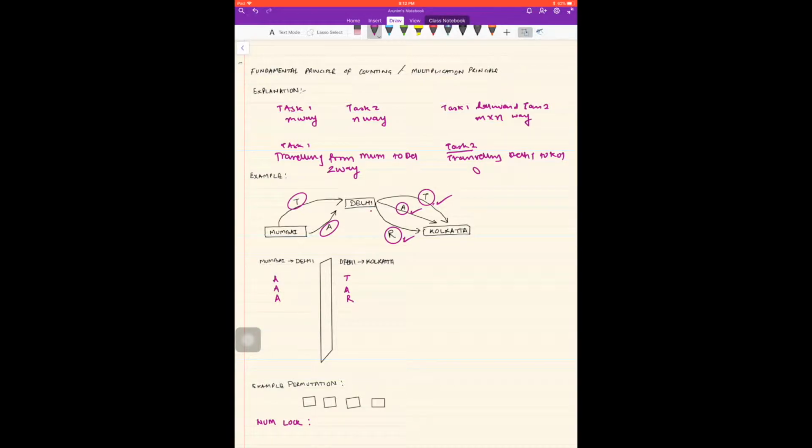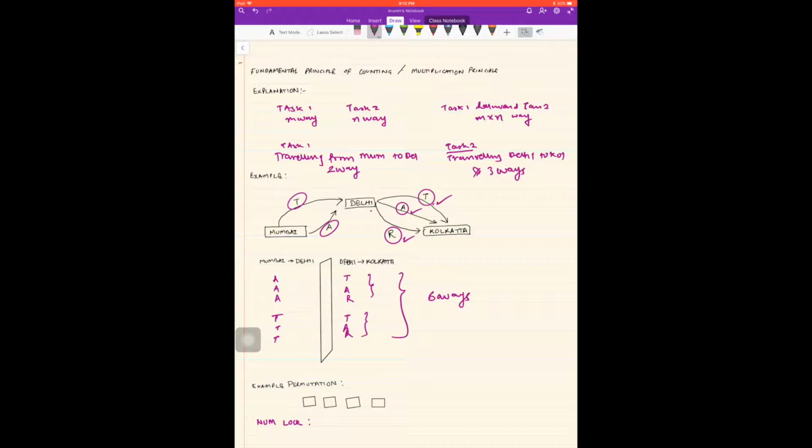So Mumbai to Delhi is by air, and Delhi to Kolkata is by either train, air, or railways. Correspondingly, if you travel by train from Mumbai to Delhi, then again you can travel by train, air, or railways from Delhi to Kolkata. These are the 6 ways in which you can travel from Mumbai to Kolkata via Delhi. So, applying the fundamental principle of counting, this is 3 ways, okay?